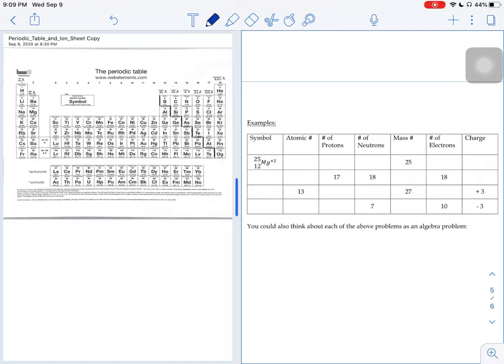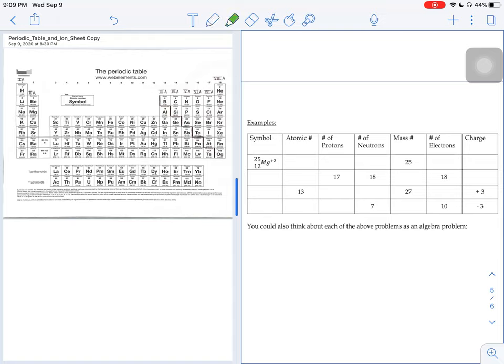How do we figure out protons, neutrons, and electrons for ions, if you have a cation or an anion, a positively charged ion or a negatively charged ion? How are you going to know how many particles that has? Well, it's very much the same as when you have a neutral atom.